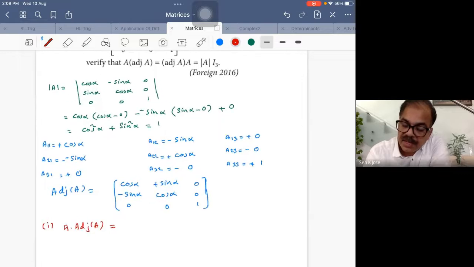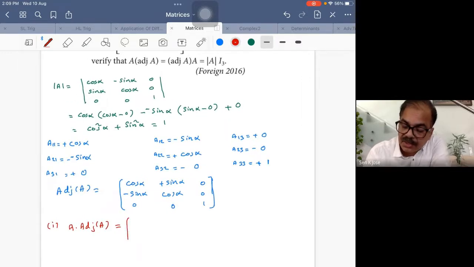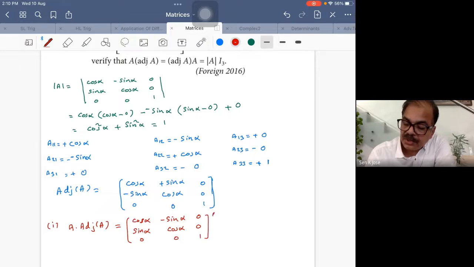So I'm going to copy my A and multiply by the adjoint, then do the other way around. So cos alpha, minus sine alpha. You just have to have the patience to sit and do this. It's not difficult. Cos alpha, 0, 0 and 1 into the adjoint. The adjoint is cos alpha, sine alpha, 0, minus sine alpha, cos alpha and 0, 0, 0, 1.